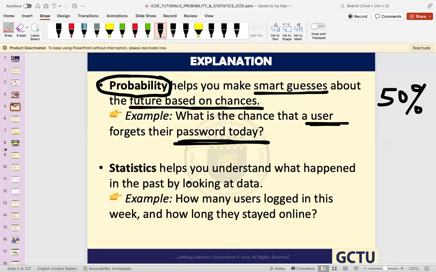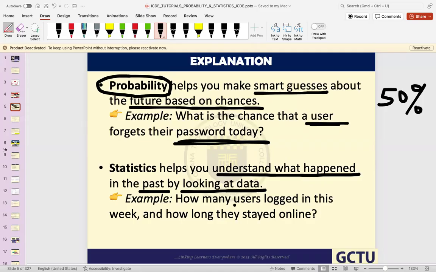Then again, another explanation: statistics helps you to understand what happened in the past. Probability doesn't help you to understand anything. It helps you rather to predict or guess. But statistics helps you to understand what has already happened, so what happened in the past, by looking at the data.